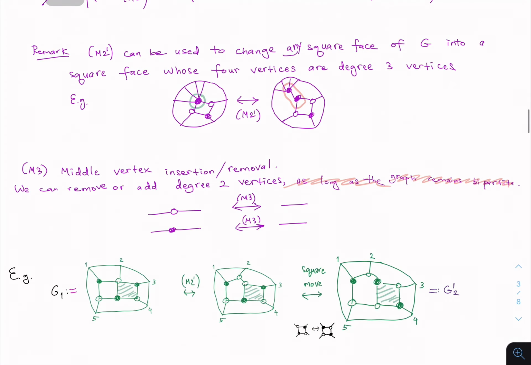And the last part stays the same. Basically, if I have a degree 2 vertex, I can just remove that from my Plabic graph. And I cross this out because it doesn't matter if the graph is no longer bipartite.